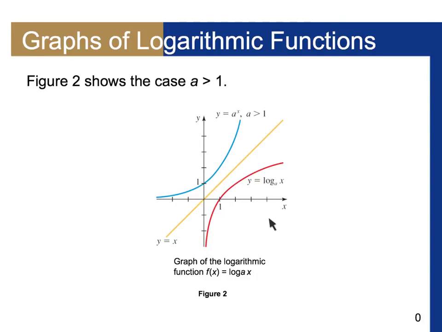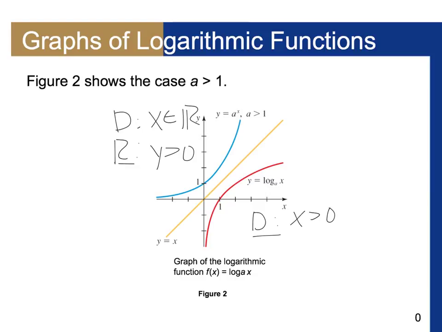I can only have my domain here. Let's write the domain out so we remember it. Okay. So for the exponential function, my domain is x can be anything, right? And my range is y has to be positive. For the log function, just the opposite, right? My domain says x has to be positive, so I can't take a log of a negative or a 0. Okay. And my range is y can be any real.